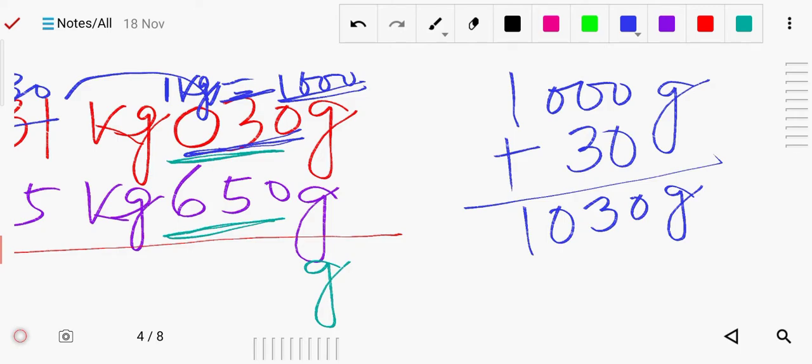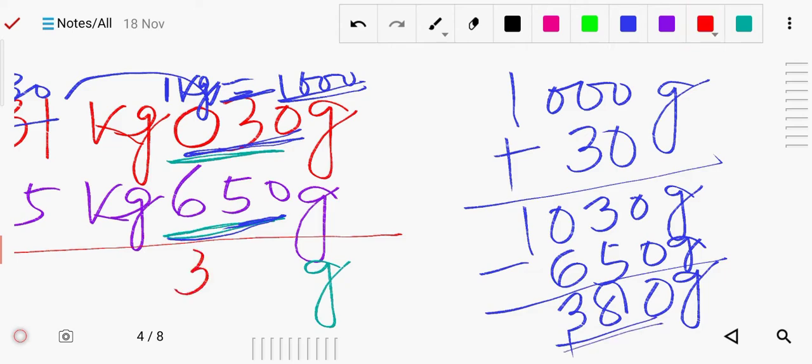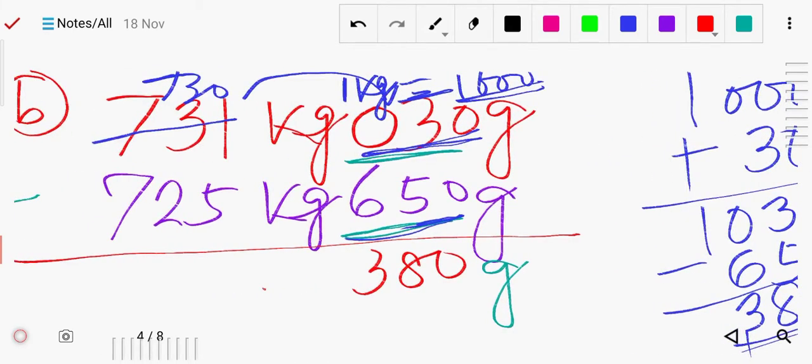Now in that you can subtract 650. So now you can subtract 650 from this gram part. 0 minus 5, so 10 minus 5, 5. 3 minus 5, so 13 minus 5, 8. Here 9 remains, 9 minus 6, 3. So we got 380. Now you can write here 380 gram. Okay, now this part you can write the kg part.